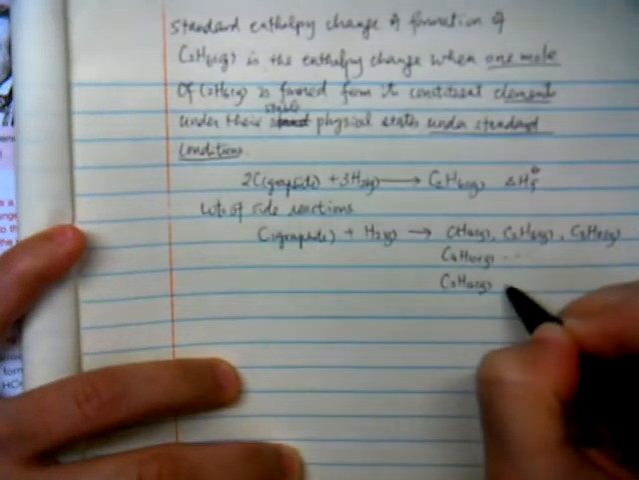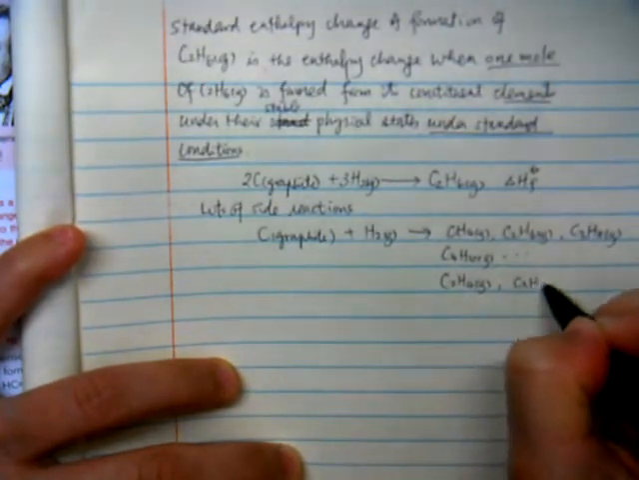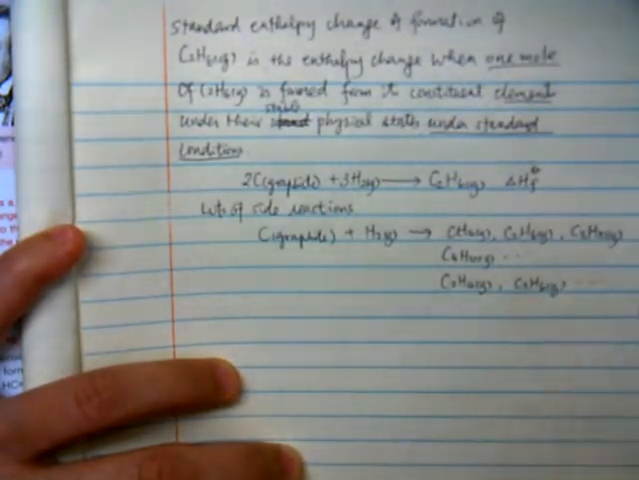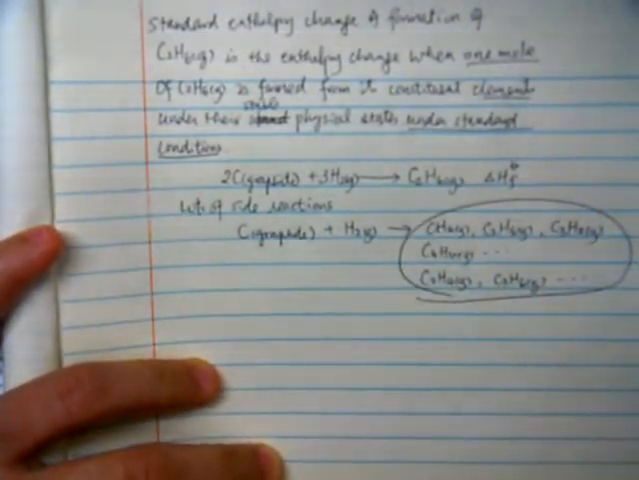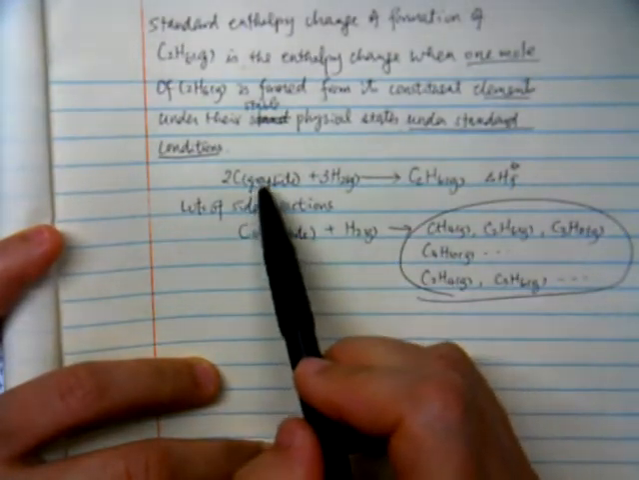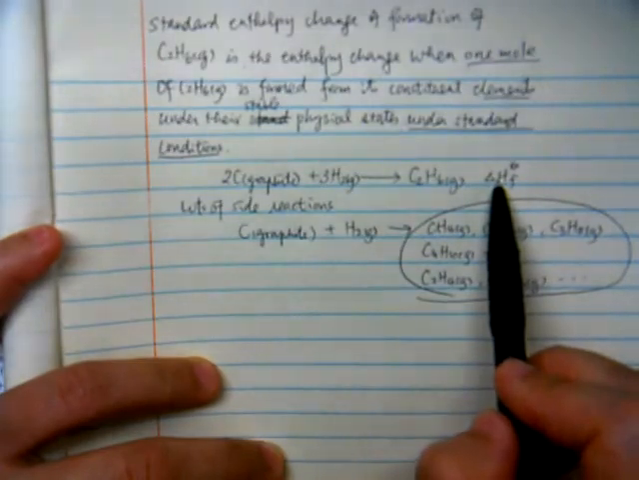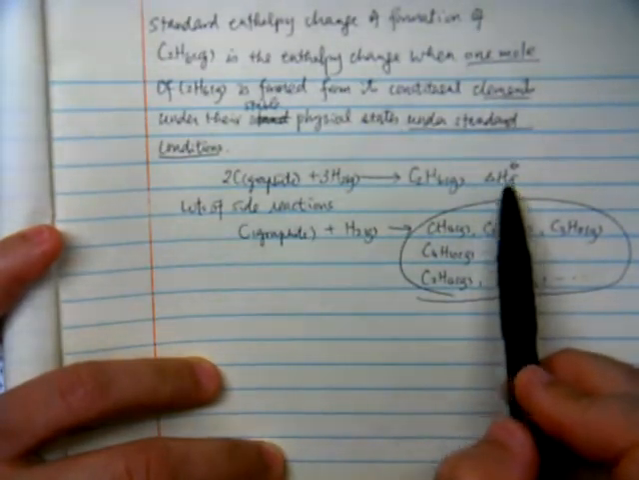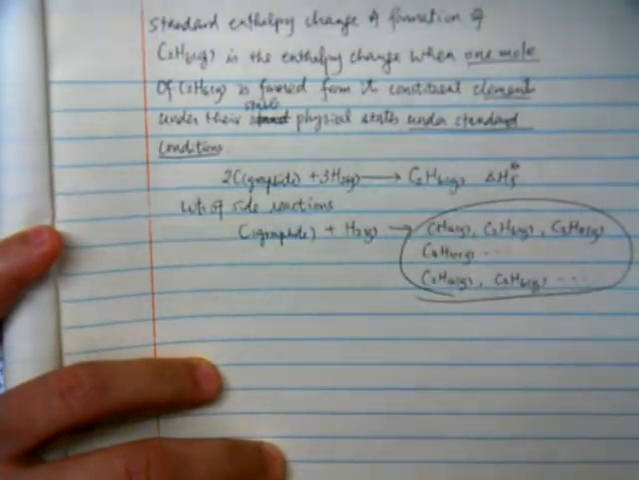Maybe ethene, okay, or propene, so lots of side products are produced. In other words, it is not possible to determine the standard enthalpy change of formation of ethane directly.